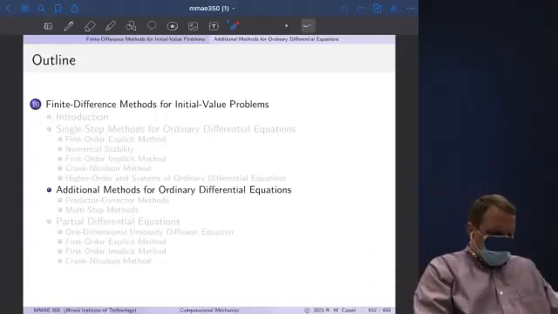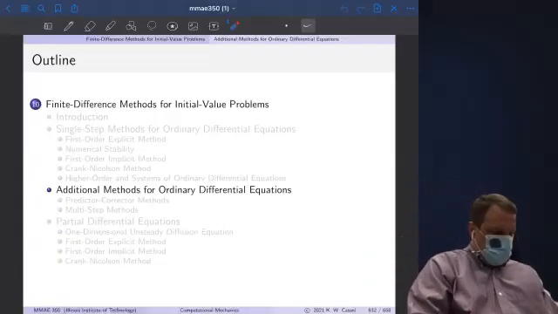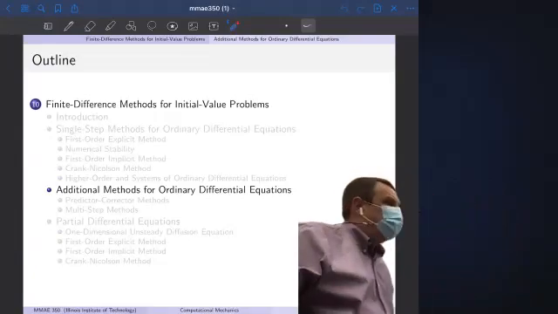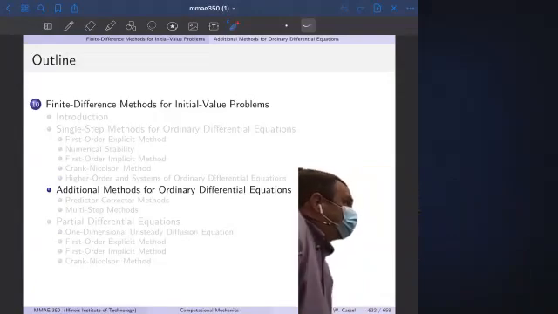All right, so our last class, we're right on schedule to finish up with our finite difference methods for initial value problems.